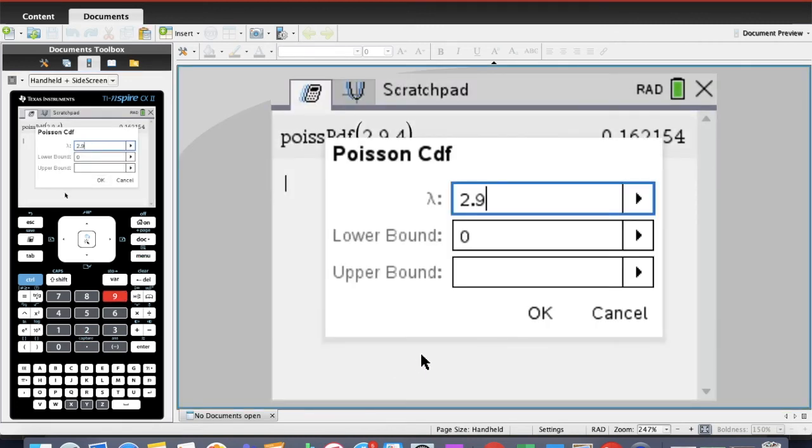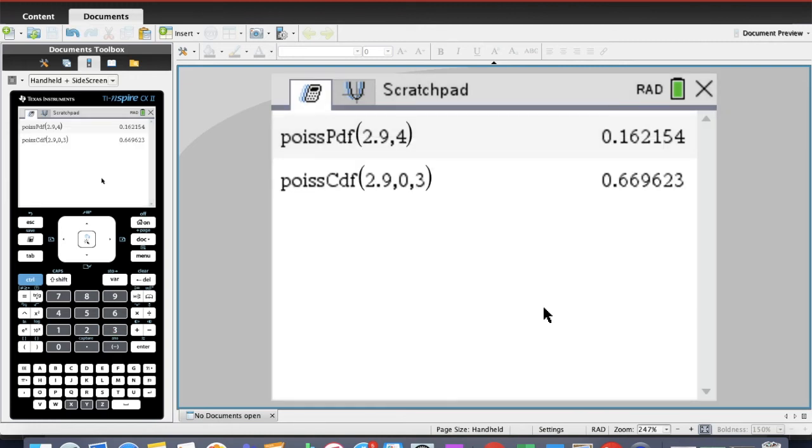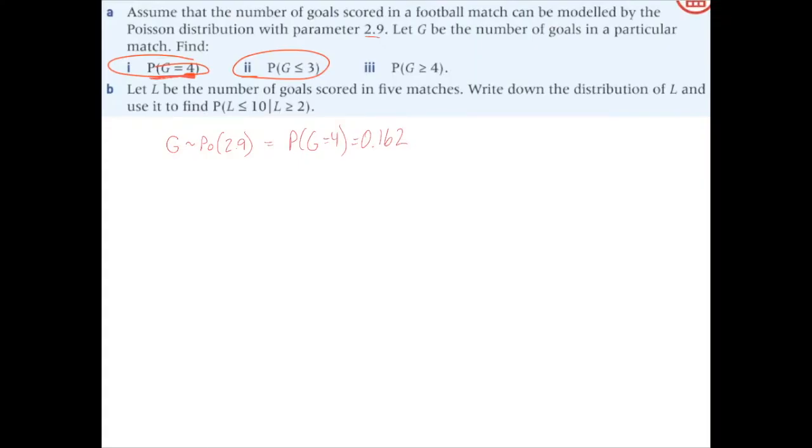Again, the parameter is 2.9, and we want everything from 0 up to 3 because it's less than or equal to 3 goals. Obviously, the goals can't be negative. We'll say OK, and there it gives us the answer of 0.669623. Let's transfer that over to the question. The probability that G was less than or equal to 3 was 0.696, so I'm going to round it to 0.670.